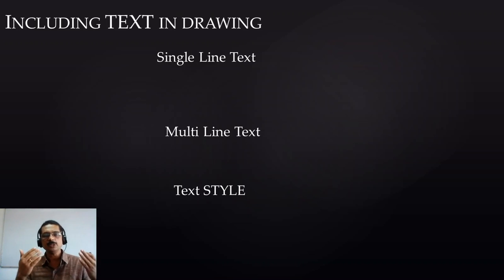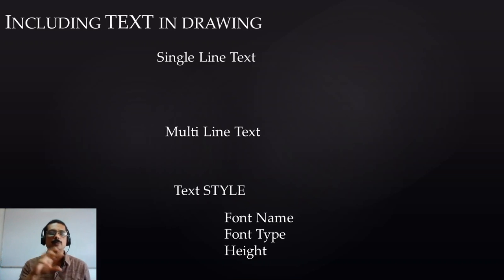So when we start an AutoCAD drawing, by default there will be some styles. Normally it is called the standard style, or depending upon the type of template you have created or opened, there will be some styles readily available in AutoCAD. But it is always better to define your own style, customize your style, or modify the existing styles to suit your requirements, so that you can create the text as per your wish.